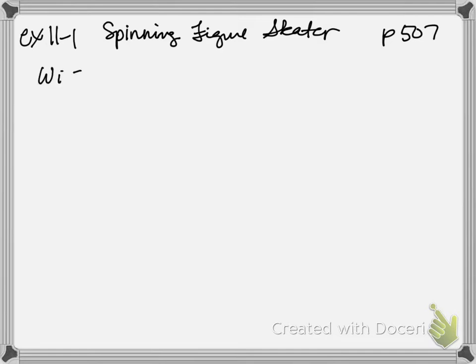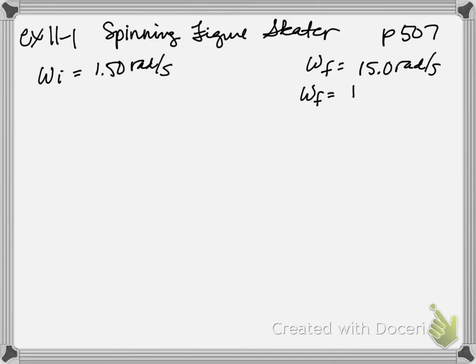We have the initial angular speed as 1.50 radians per second. We have the final as 15 radians per second. So you notice that it's increased by a factor of 10. So I'm going to write this, omega final equals 10 omega old. Well, I know I'm mixing initial and final and old and new, but you get the point. So the question is, how does the rotational inertia change and how does the kinetic energy change?